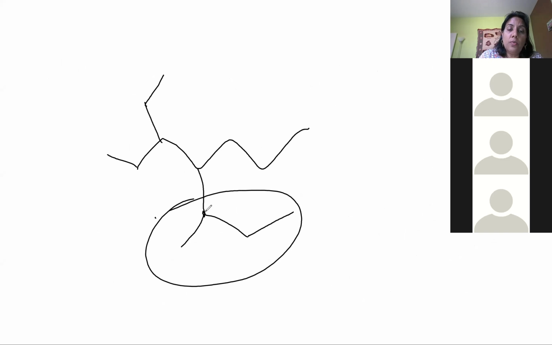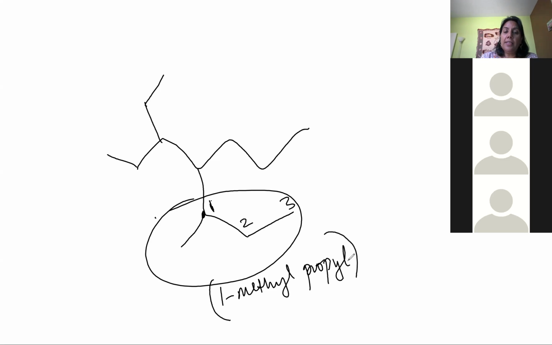So this is 1, 2, 3. This substituent would be called 1-methyl, and then because it's 3 carbons, it would be propyl. I think you had a butyl in there. But here is the important part. You need to put everything in brackets, and then you need to tell exactly where it is. So this is 1, 2, 3, 4. So you have to put a 4 in front of it. Generally, when you type out your answers, it has to be absolutely correct for it to give you credit.